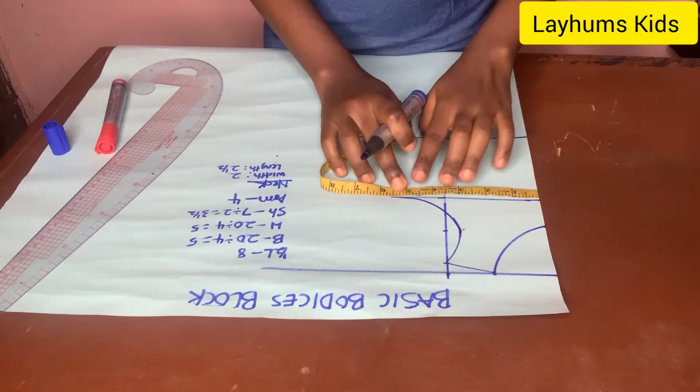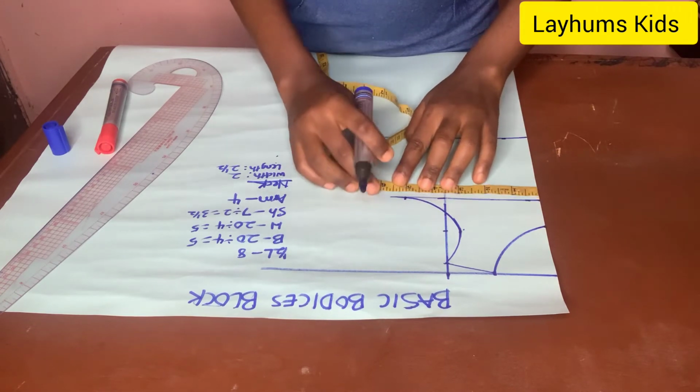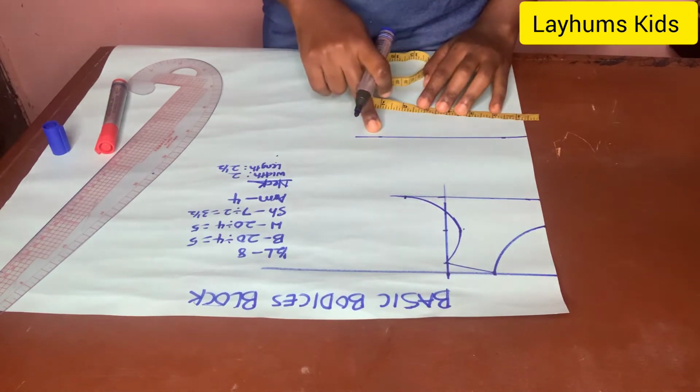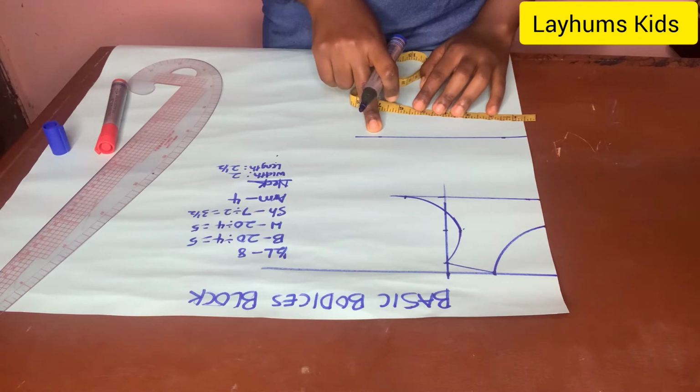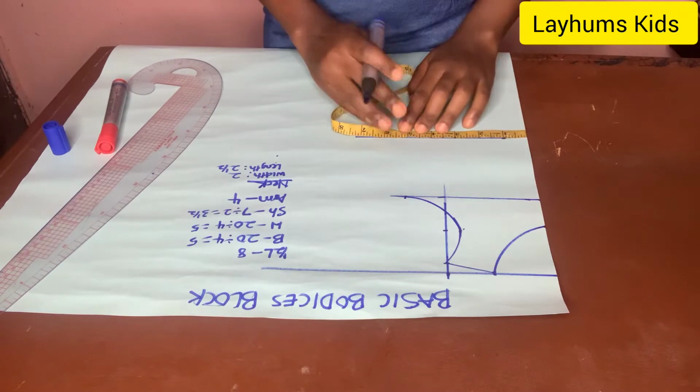So I'll come here and mark my 5 inches. So this half length is where I'll take my waist measurements from. So I'll come here and also mark 5 inches.